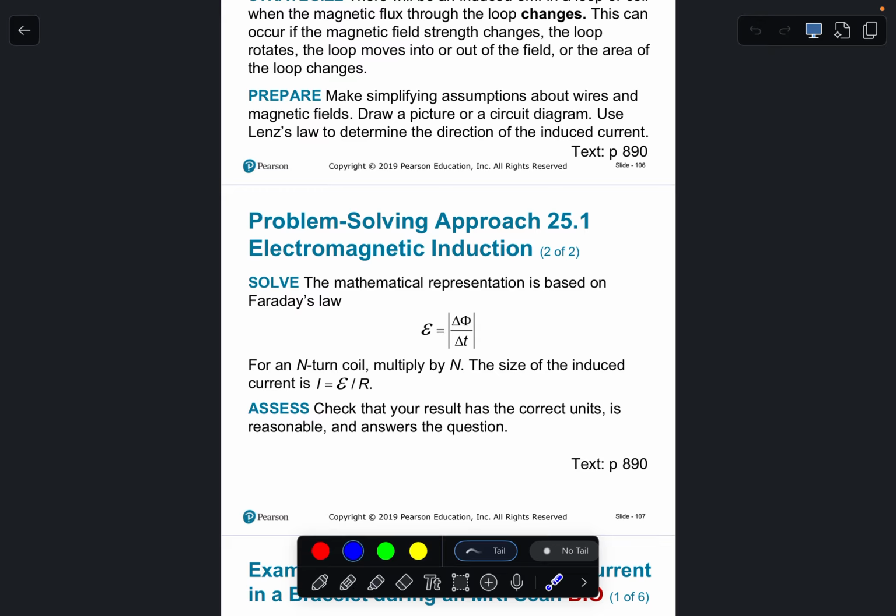So the thumb is changing roles. We're still doing the right-hand motion, but the thumb is now becoming the B field, and the fingers are becoming the current. And then the easiest way to remember which one to use is, whatever the straight thing is, make that your thumb, and whatever's curving, make that your fingers. That's all that we're doing.